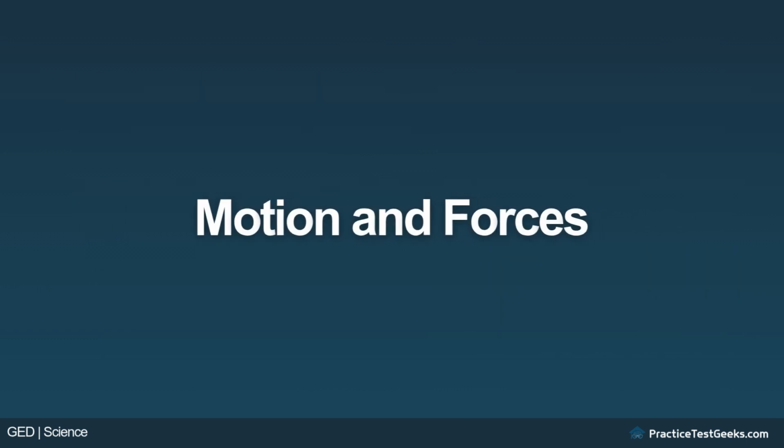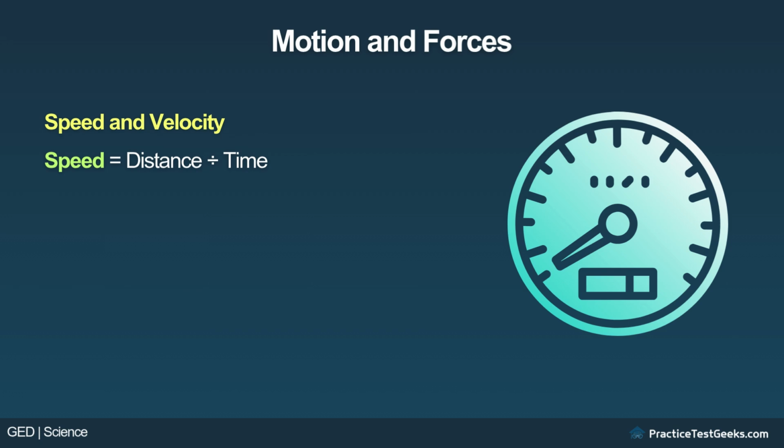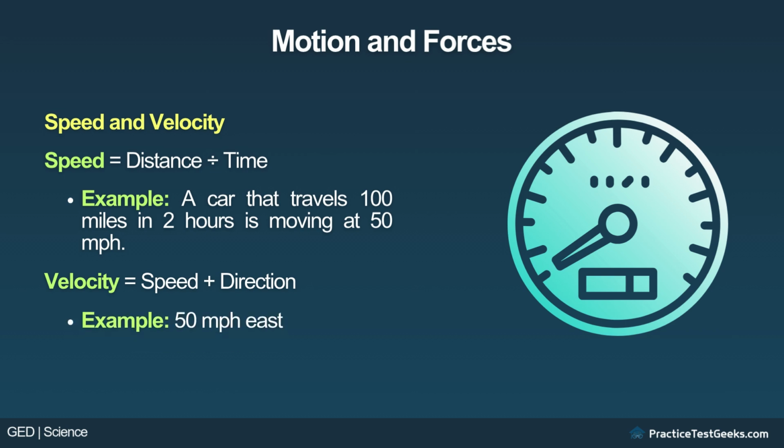Next, let's explore motion and the forces that cause objects to move. This is a core part of physical science on the GED. Speed is how fast something is moving. It's calculated by dividing the distance traveled by the time it takes. For example, if a car travels 100 miles in 2 hours, its speed is 50 miles per hour. Velocity is similar to speed, but it also includes direction. So if that car is moving 50 miles per hour to the east, that's velocity.